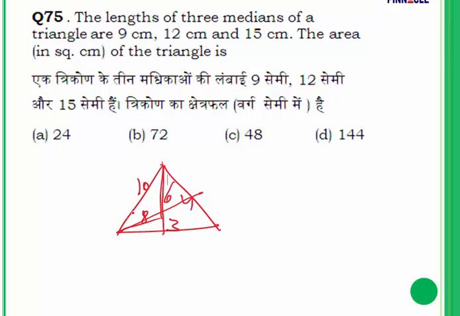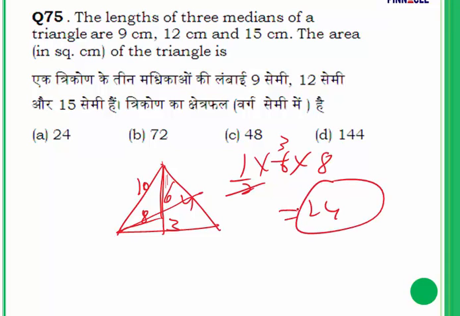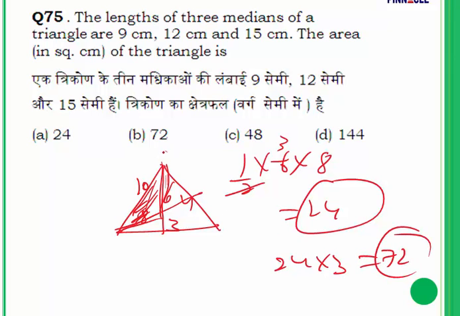The area of 6, 8, 10 would be 1 by 2 base, that is 6, times height, which in this case would be 8, so you can say 24 centimeter square is the area of one triangle. There will be three triangles of the same area, so 24 into 3, that is 72, would be the area of the entire triangle. 72 is the answer in this case. So from the triplet concept we can easily find the answer.